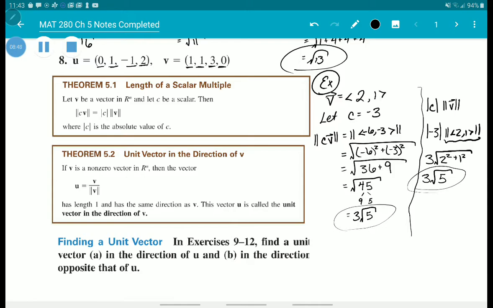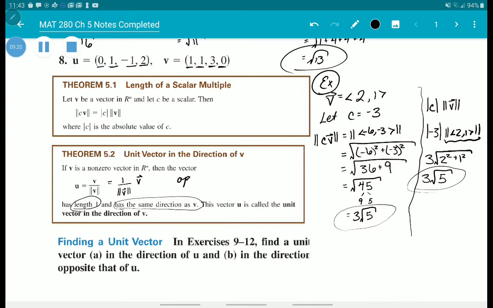5.2 is about a unit vector in the direction of v. So to find a unit vector, and I like to write it this way, is 1 over the magnitude of v times vector v. So essentially what we're doing is we're dividing each component in v by its magnitude. And what's nice about unit vectors is that it's always going to have a length of 1, and this will always be in the same direction. So if you want something that's in the same direction, you do this.